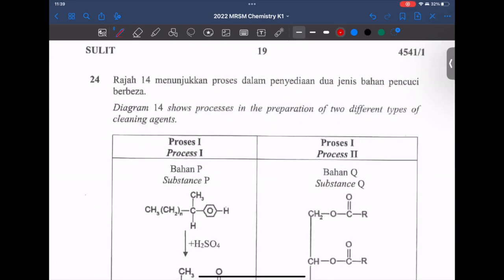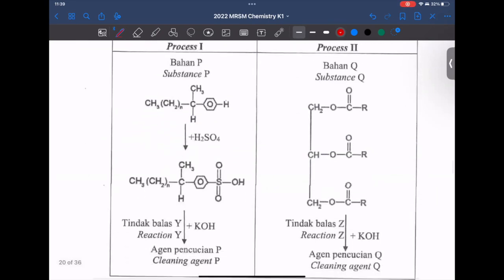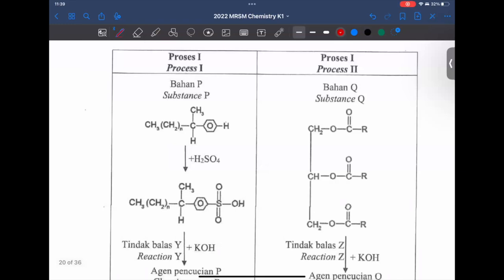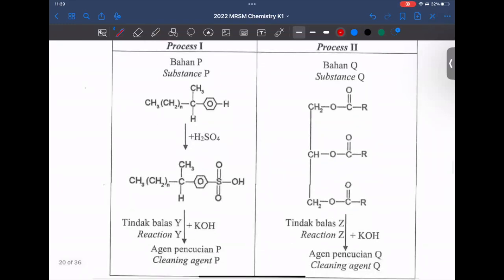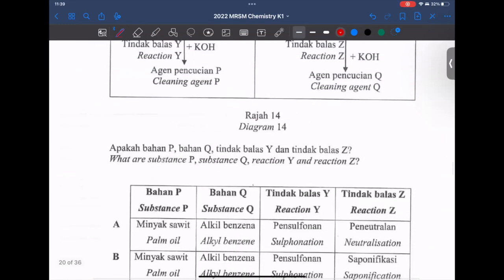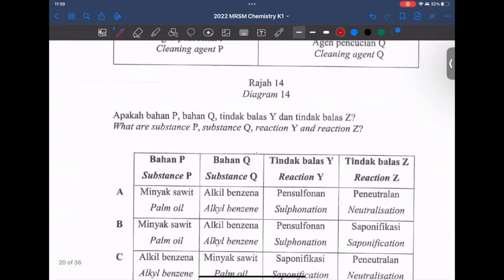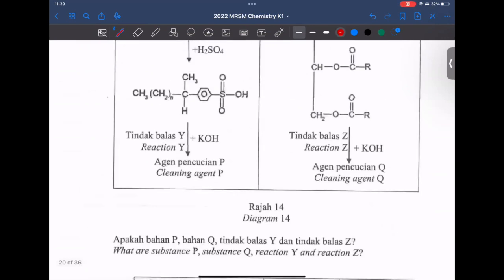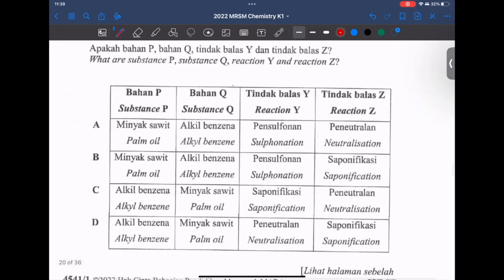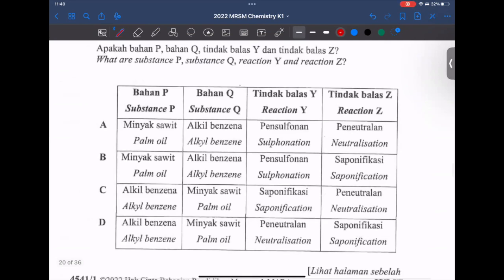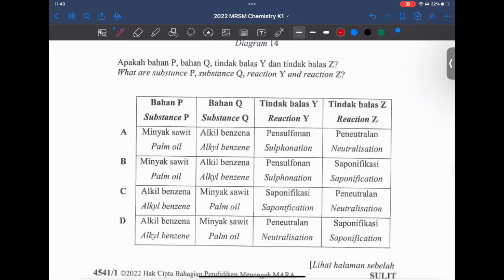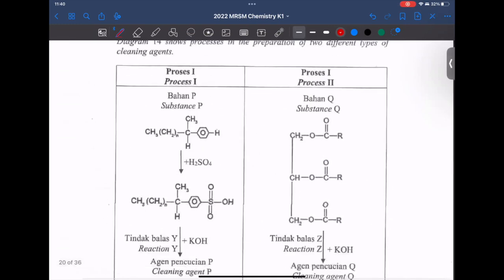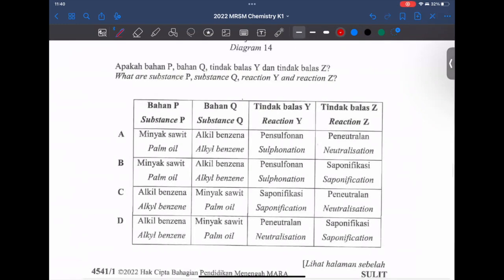Number 24, diagram 14 shows a process in the preparation of two different types of cleansing agent. All right, this is most likely the detergent already. Right side will be soap and left side it will be detergent. So what are the substances P, Q, and reactions Y and Z? I would say that reaction Z is supposed to be saponification, like I said, and sulfonation is the detergent one. So the best answer to describe number 24 will definitely be D.